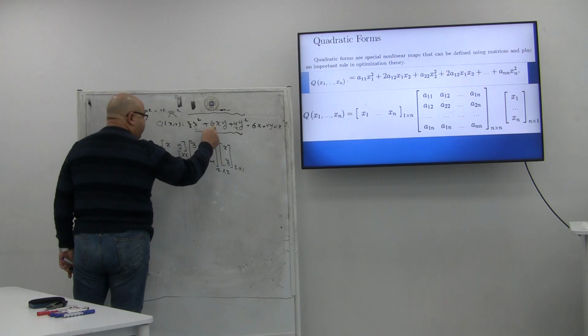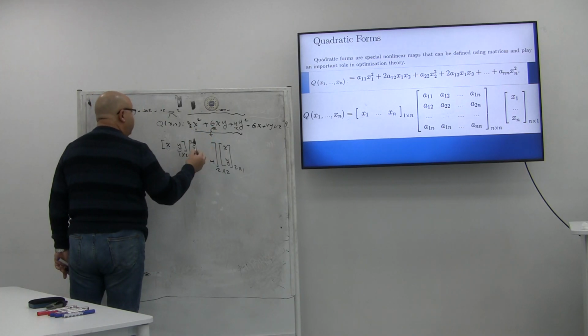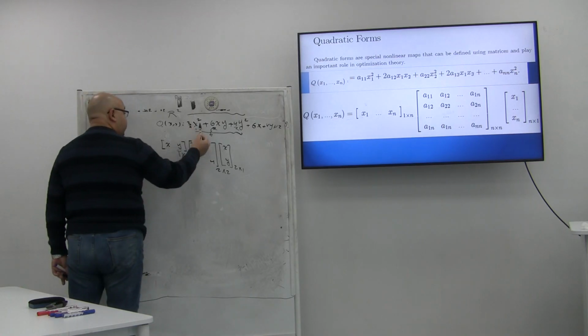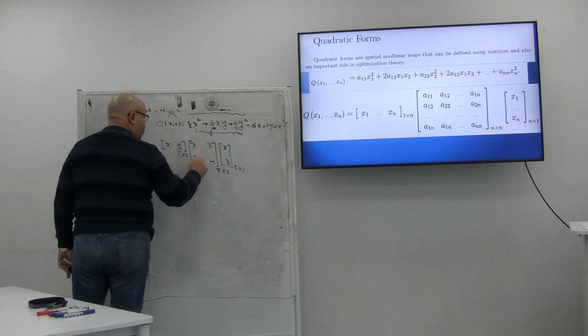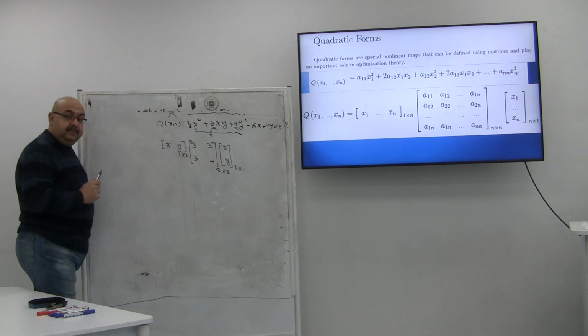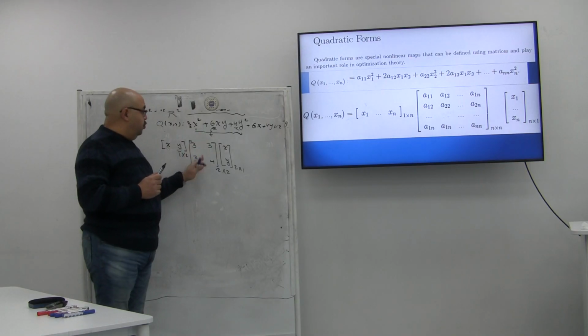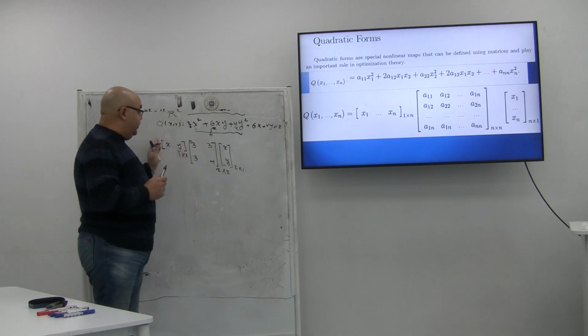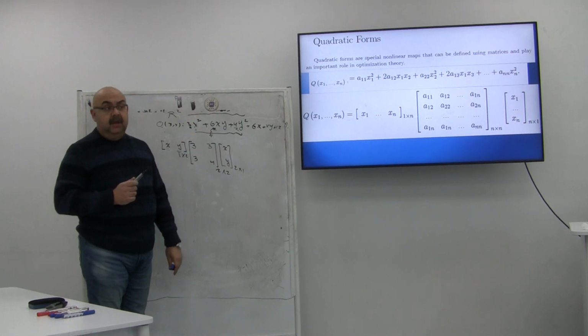I will take half of this number with its sign. So if this is positive, the value will be positive. If it is negative, the value will be negative. I will divide by 2, then I will have something like this. This is the corresponding matrix to this quadratic form. So if I do this multiplication, this is the quadratic part that I will have.